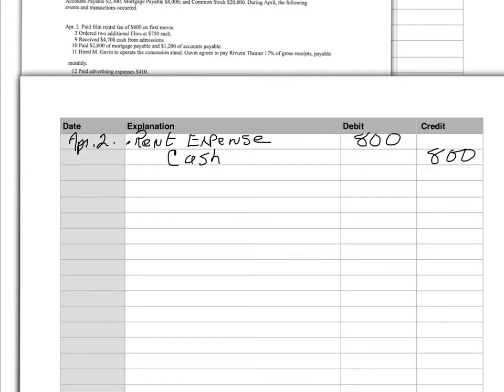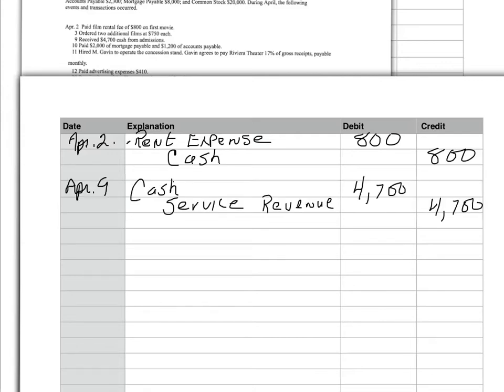Now we are a theater, and that's how we earn our revenue. And so therefore, on April 9th, we earned revenue. And the way we would record that, the date, the debit first, the debit's always given first. Debit cash, $4,700, because I received that in admissions. And credit my revenue account. In this case, it's called service revenue, $4,700.